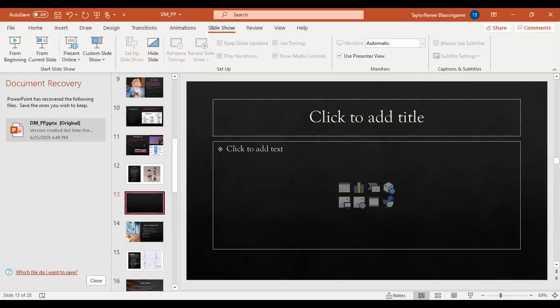Whoops. Forgot I am not in slideshow mode.